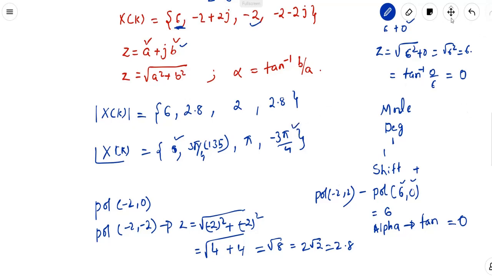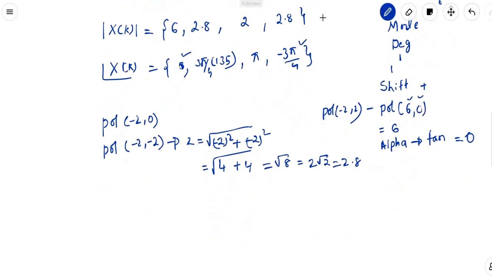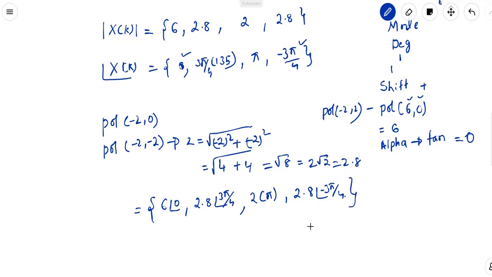Okay, so I can even write it like this. This one I can write as magnitude 6, angle 0. This way also I can write 2.8, with the angle 3 pi by 4, comma, again I can write 2, and the angle is pi. The fourth one is 2.8, and the angle is minus 3 pi by 4. Okay, so these are the values we have got, magnitude and angle.